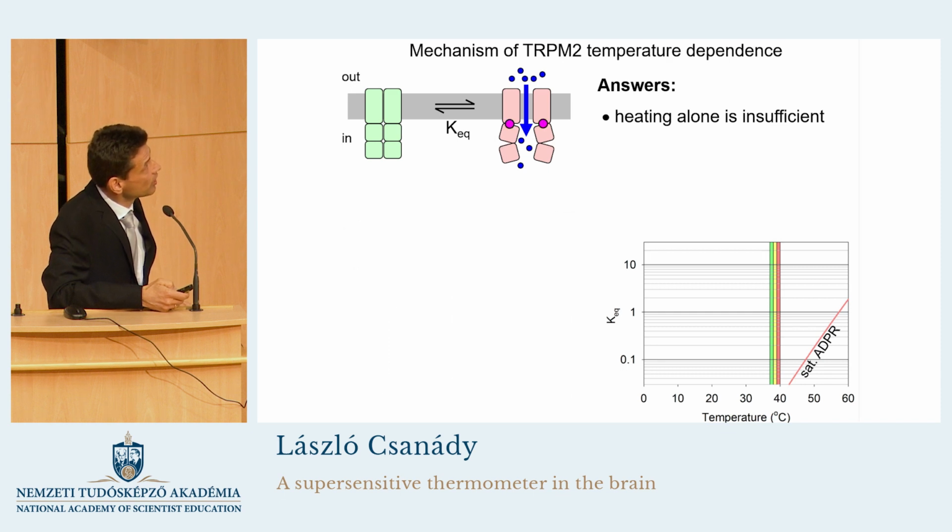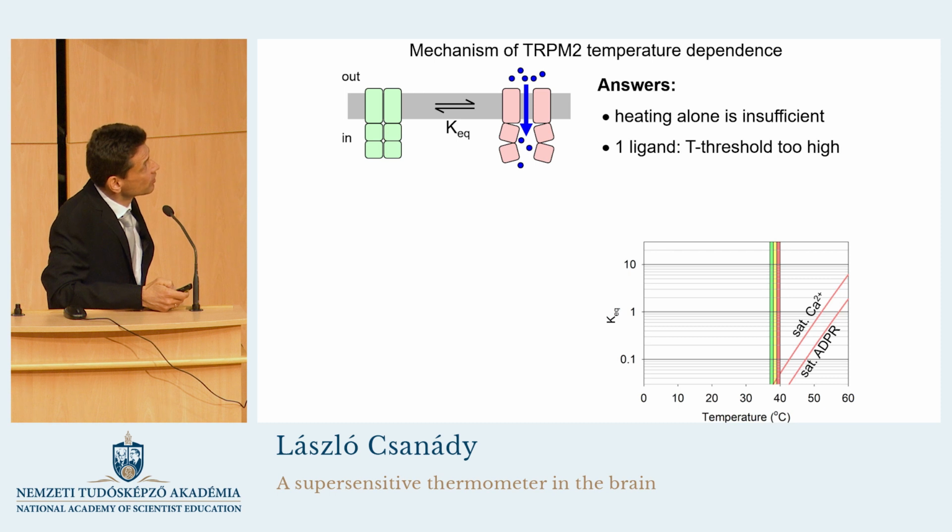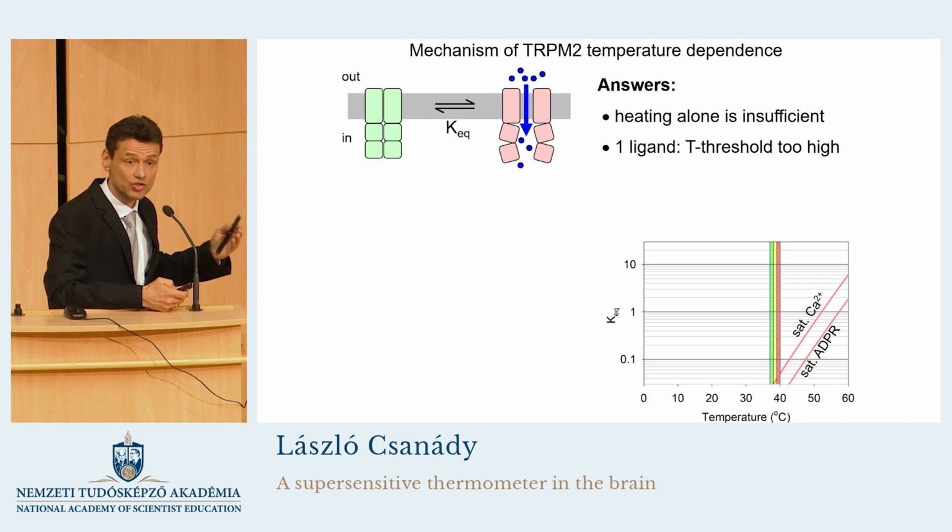So how about the other ligand, just calcium? Is just calcium plus heating enough? And the result is very similar. Maybe we get a tiny bit more current at 40 degrees with just calcium, but this temperature activation curve is still incompatible with the brain. So the conclusion is, even with one ligand present at saturating concentration, the temperature threshold of TRPM2 is too high.